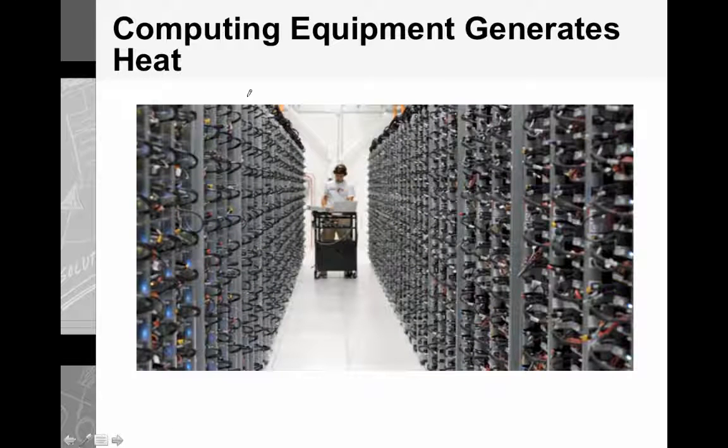What you're seeing over here is a row. In this case, because I'm seeing the backs of servers, I'm assuming that this is a hot aisle. This is a hot aisle.